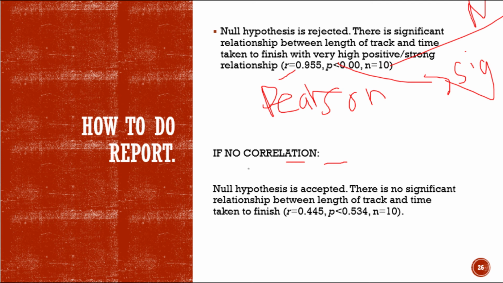Okay, when there is no correlation, meaning that you get a significant value above the alpha value, if it says 0.01, then 0.01; if it says 0.05, then 0.05. So if you get that, the conclusion is like this: the null hypothesis is accepted. There is no significant relationship between length of track and time taken to finish. Okay?